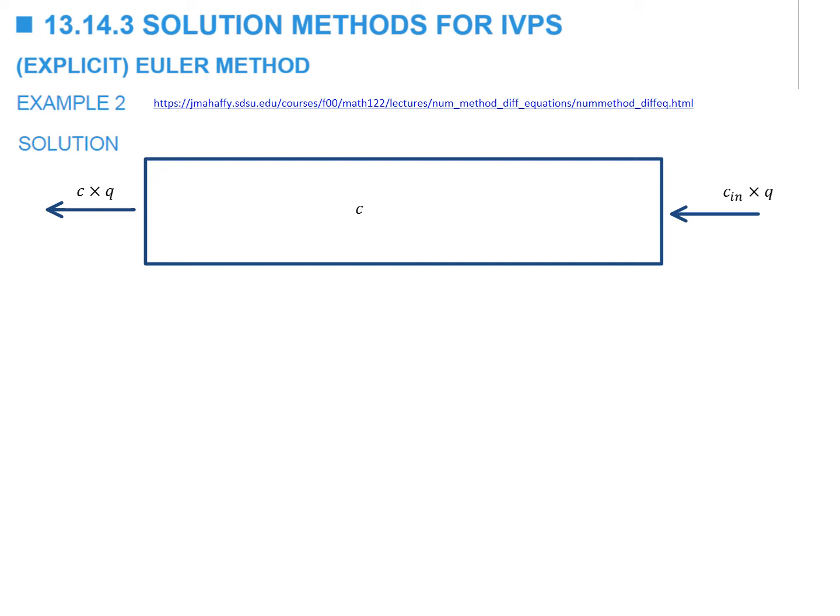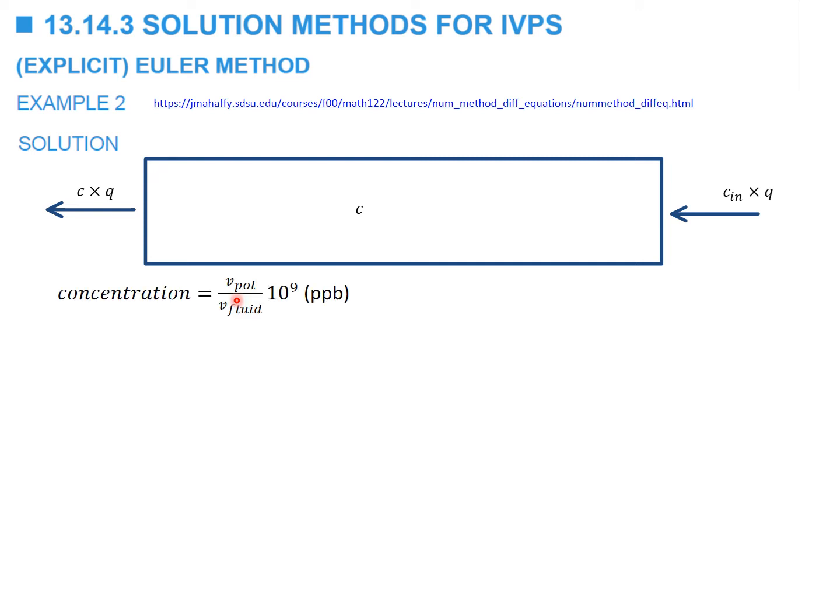So what you see here is just a schematic of the problem. I've got the lake represented by this rectangle. I've got the fluid flowing in with a concentration of C in, and the fluid flowing out with a concentration of C. The size of the rectangle stays the same because we're assuming the volume of the lake does not change over time. And C is the concentration in the lake, and this is what we're trying to find over time.